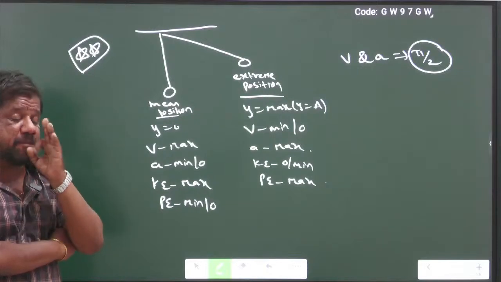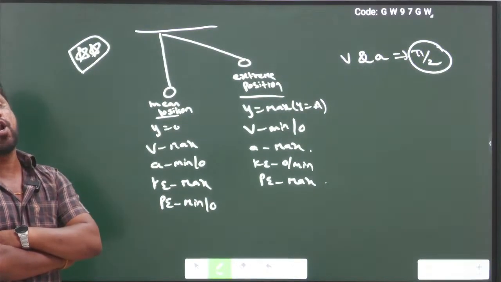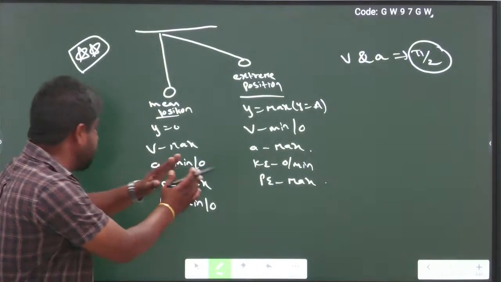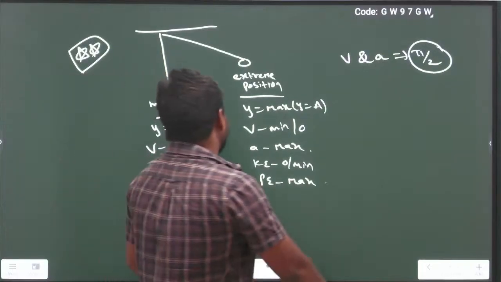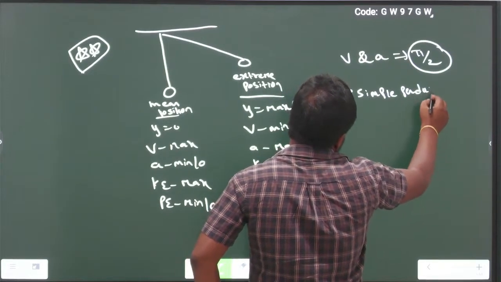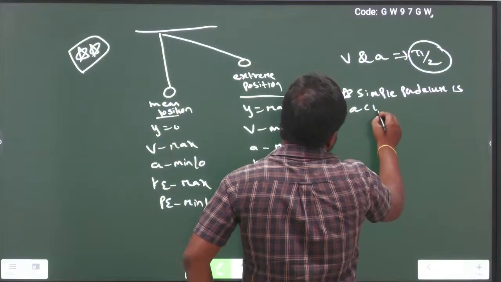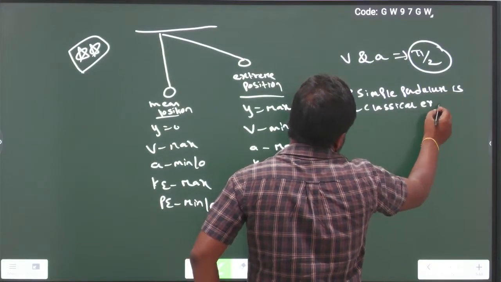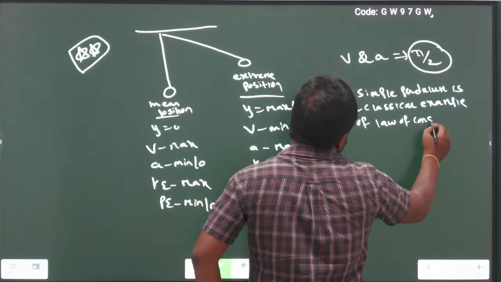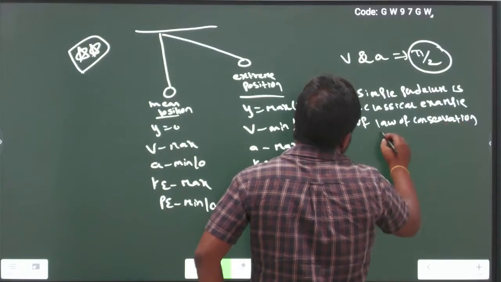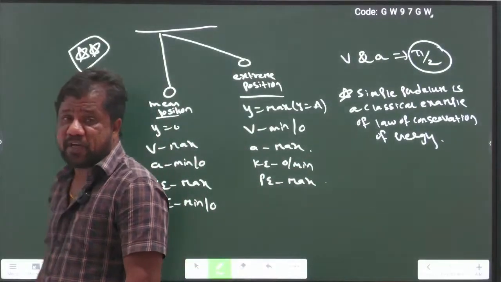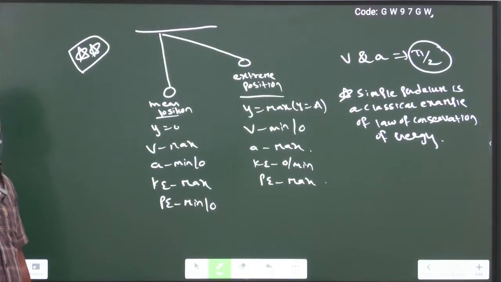And here the simple pendulum is a classical example of the law of conservation of energy. Total energy always remains the same, whether at the mean position or the extreme position. So I am writing one more statement: simple pendulum is a classical example of the law of conservation of energy. Is it clear, everyone? This is about the simple pendulum, mean and extreme position conditions.